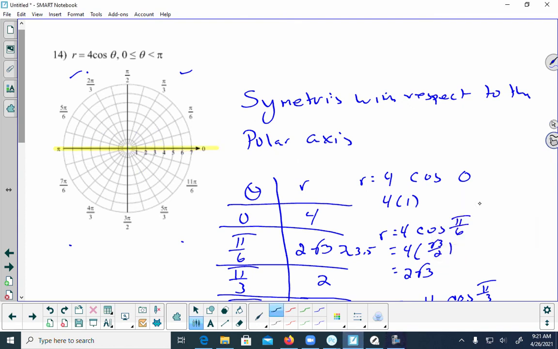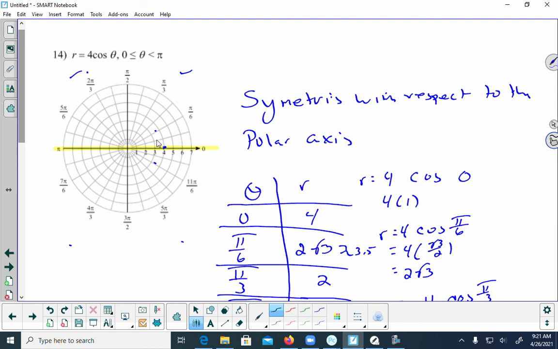Now when I graph these points, so when I graph 0, 4, at 0 I'm going to do 4, and then I'm going to reflect over this line, but it's on the line so I can't really reflect it. Then the next one is pi over 6, 3.5. So pi over 6, 3.5 would be about here, and I'm going to reflect it over this line, so I'm going to draw this point there.